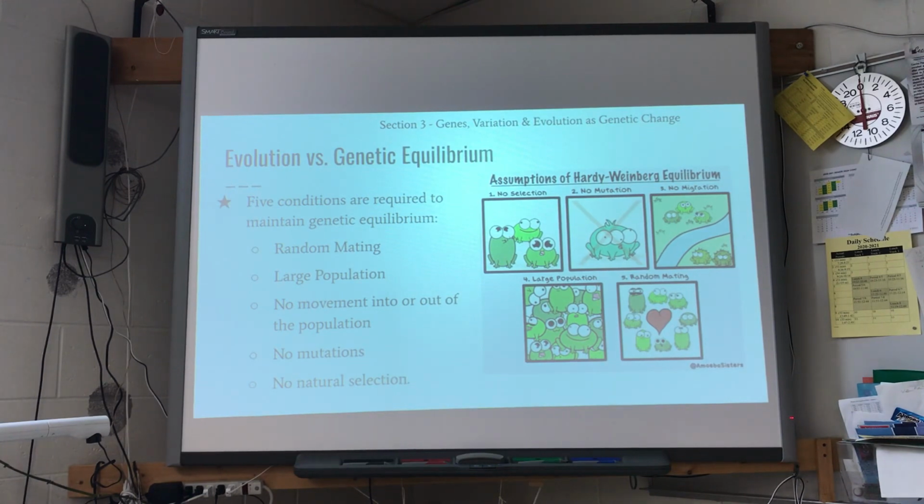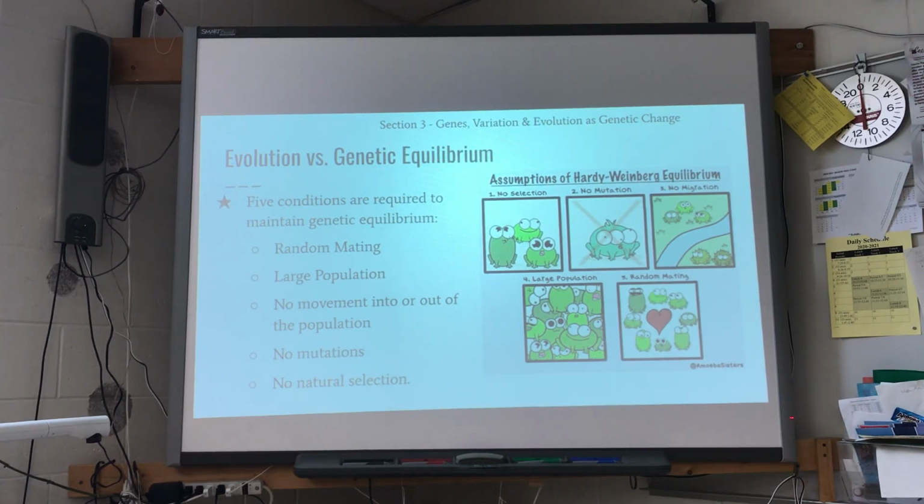Now, if you look at those 5 and say, but like most organisms are selective in their mating, true. Some of the populations are small, also true. There are some species that say, hey, I don't want to be part of this wolf pack anymore, and I'm going to leave and go to another wolf pack. True, okay? But there are mutations that occur.